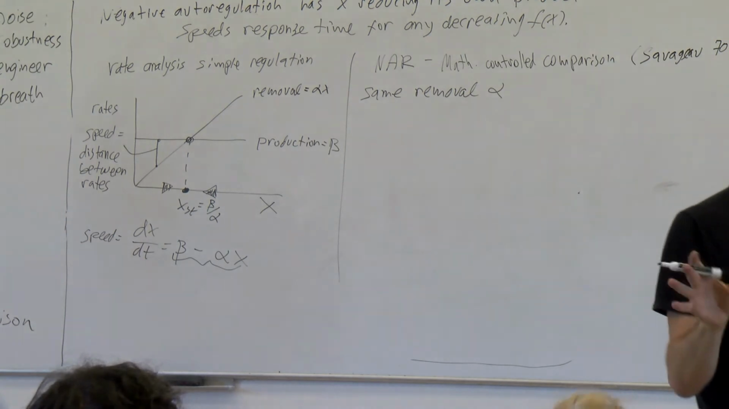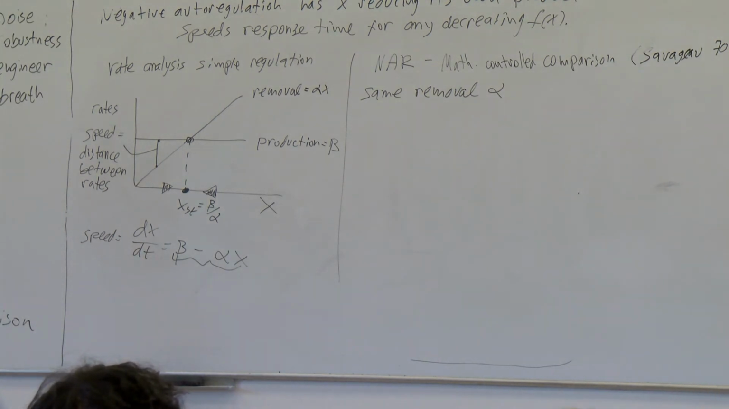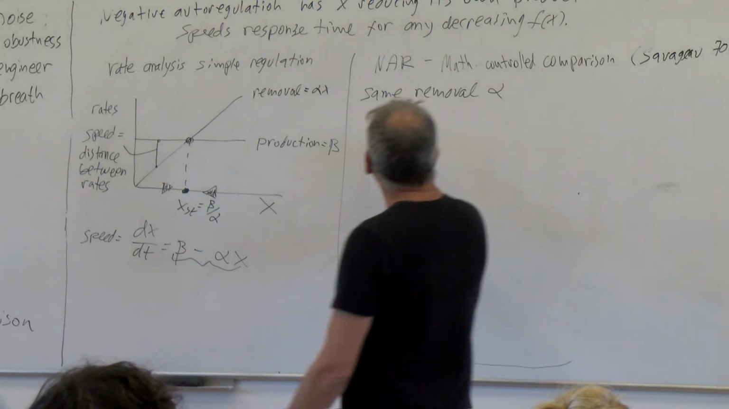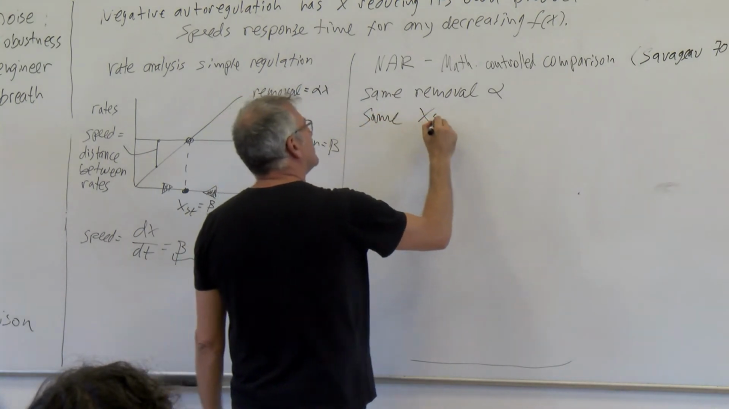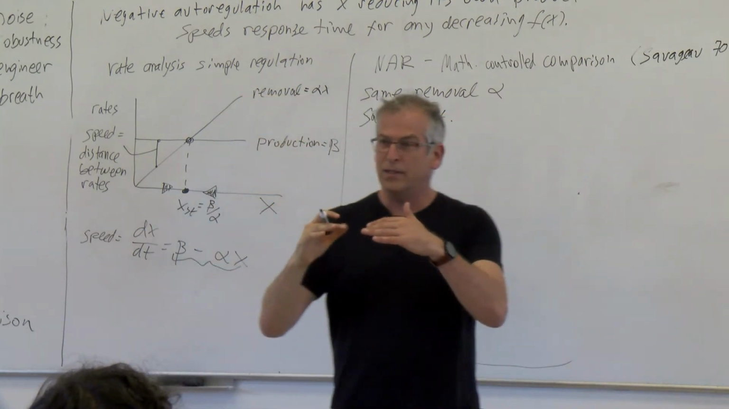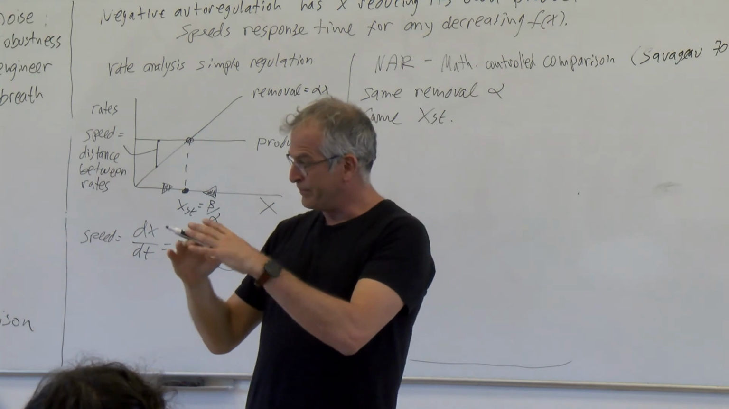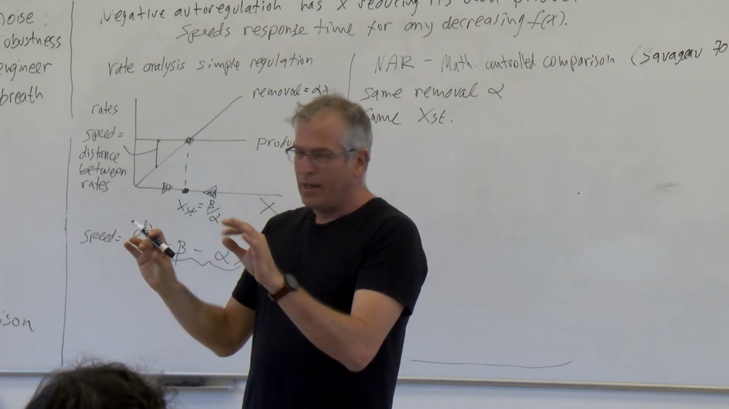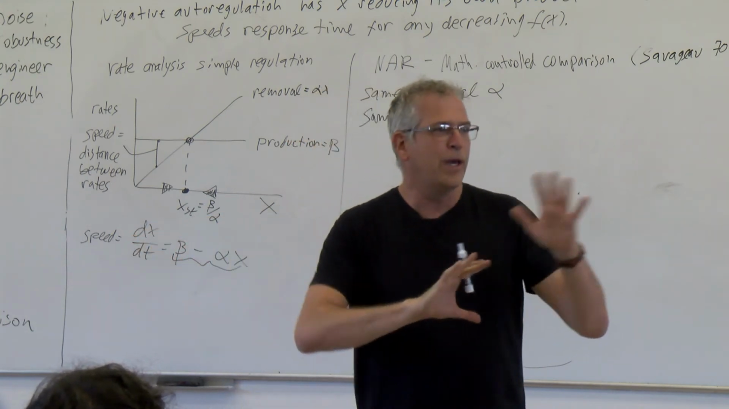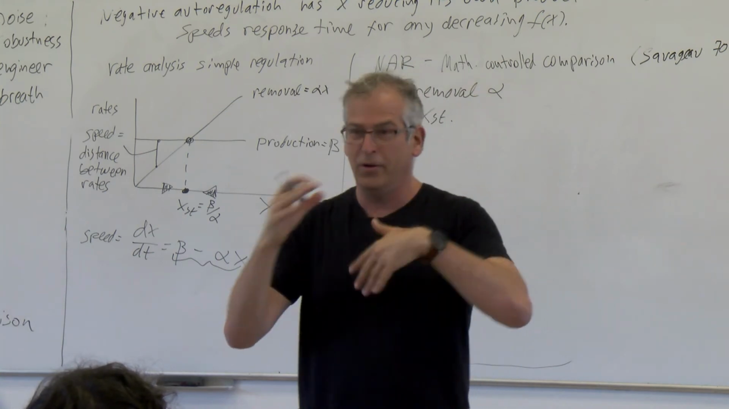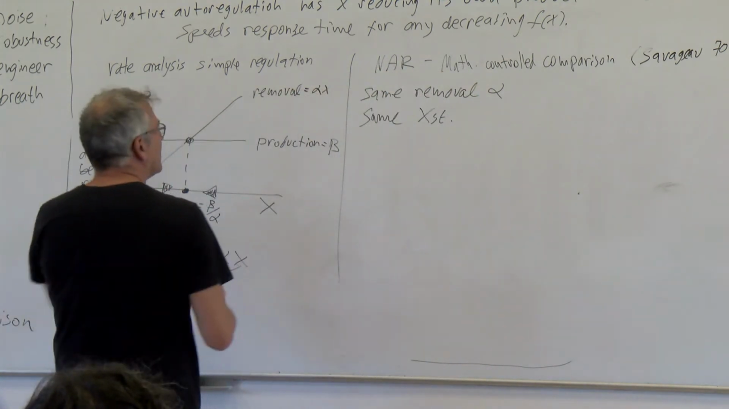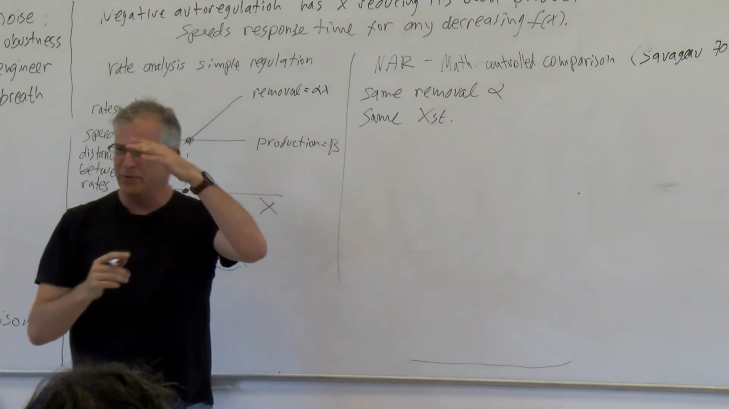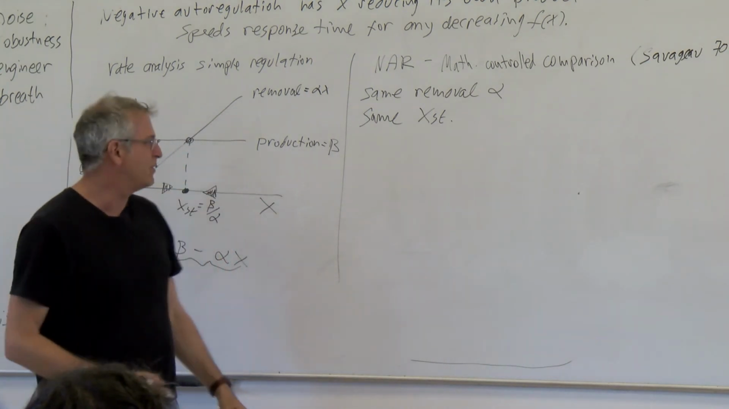It's a quickly degraded protein. Same removal rate. Another thing we need, of course, is the same x steady state, because as I said, that's the concentration that we need for that protein. It's the biologically important concentration. And that's the two numbers. We can't keep anything else more fixed. We can't have the same production rate, because that's where the two circuits are different, right? The production rate of one is autoregulated and the other one not.